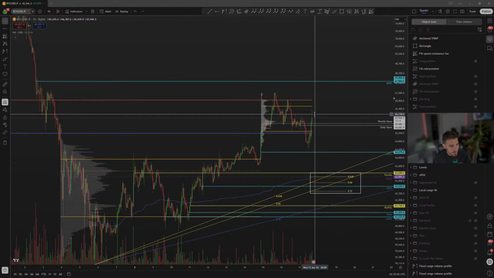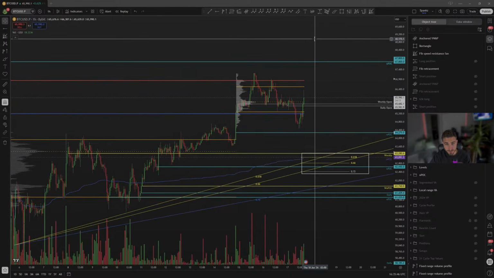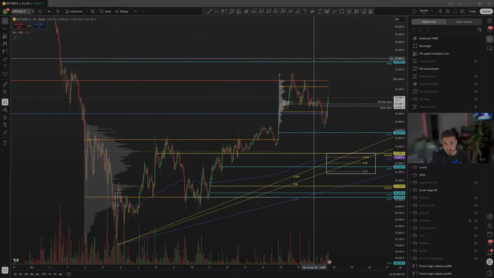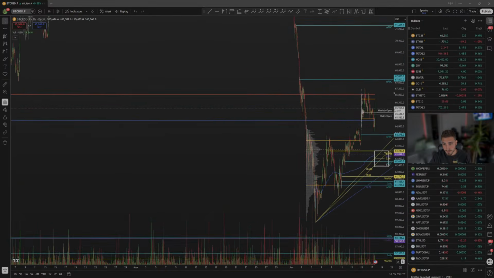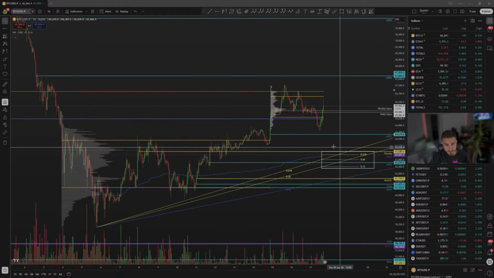Can I use VWAP as my confirmation, my strategy? Yeah, I see a lot of people literally only using VWAP and it works. I think VWAP's a super powerful tool. I think if we zoom out to try to find a good example. Really, this was a good example down here.